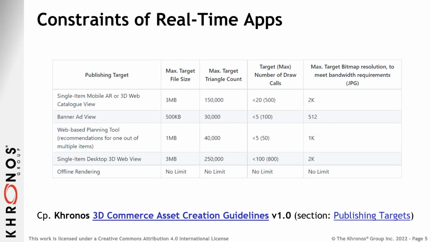There's of course no perfect answer to this, and you can always optimize further. New devices are showing up and the bandwidth increases globally and so on. But we have thought about the current status and came up with something that we call the 3D Commerce Asset Creation Guidelines version 1.0. And you can see that online.